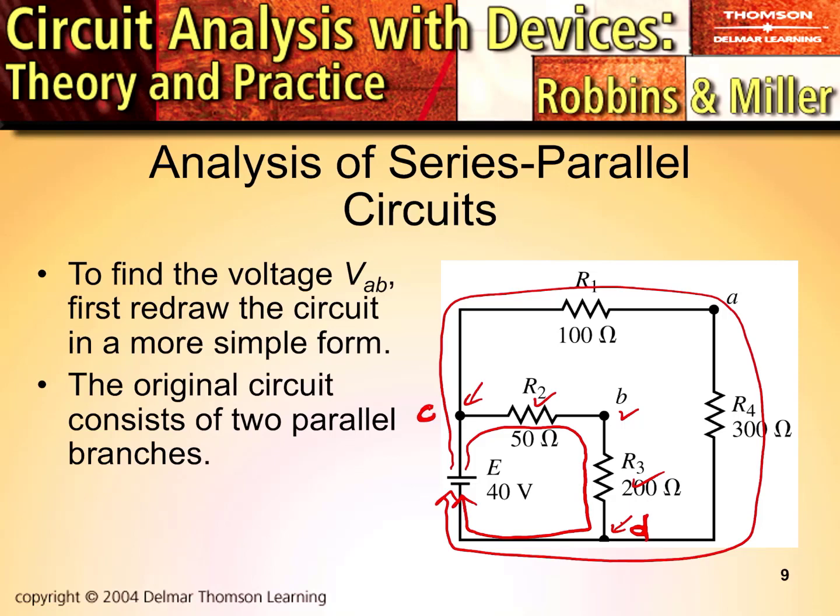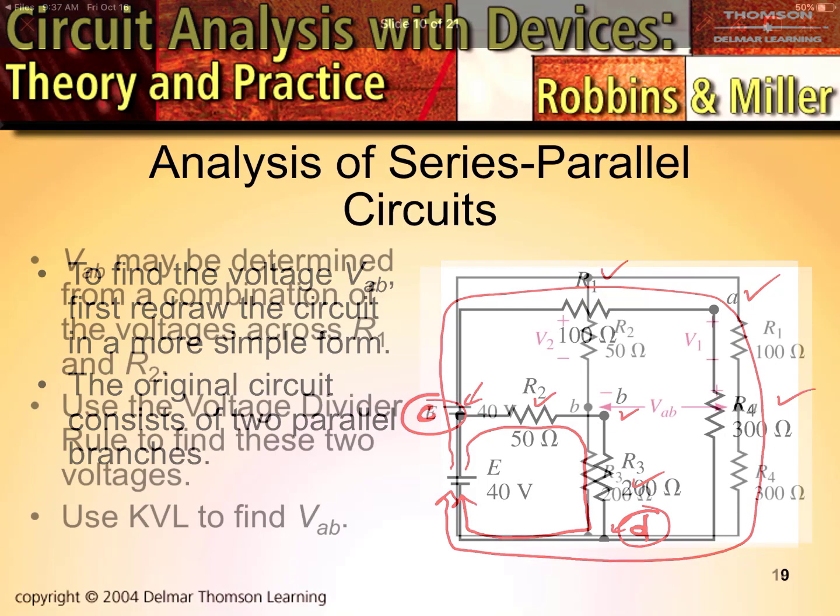So in your tracing of the next branch, you're going to have R1, R4. You're going to have to make sure you include point A, and you're also going to have to include your current division nodes labeled.